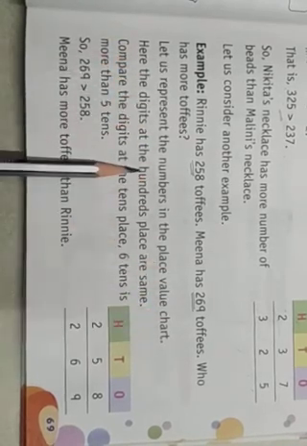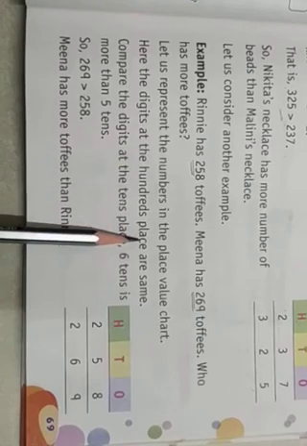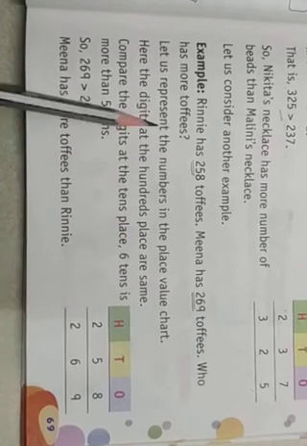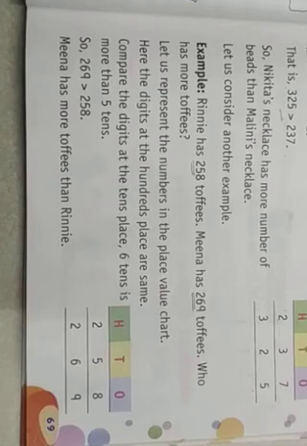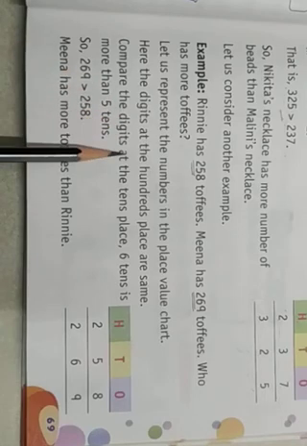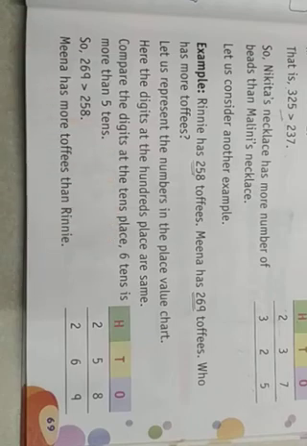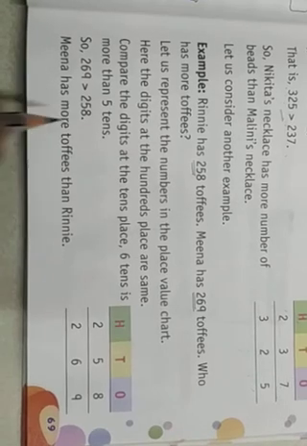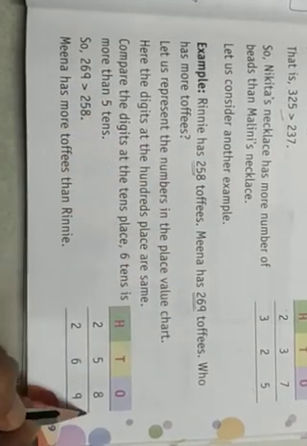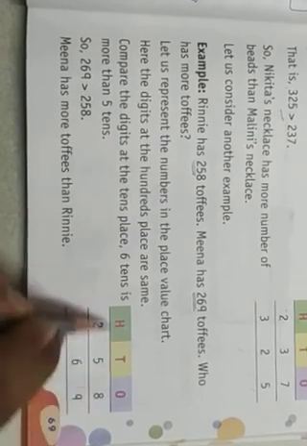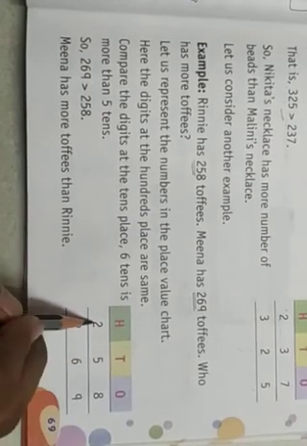Here the 3-digit number at the 100 place is the same. 200, 200. Rini is having 258, whereas Meena is having 200 plus toffees. So the 100 place is the same. Then compare the digits at the tens place. 6 tens is more than 5 tens. So we have to place both the numbers in the chart. This is called the place value chart.